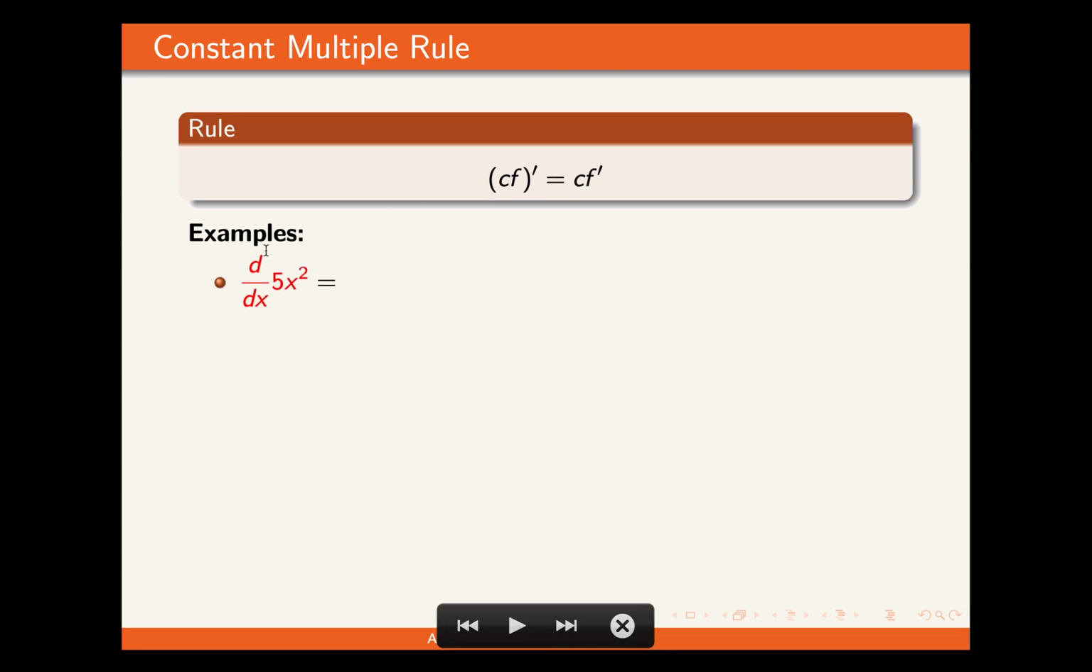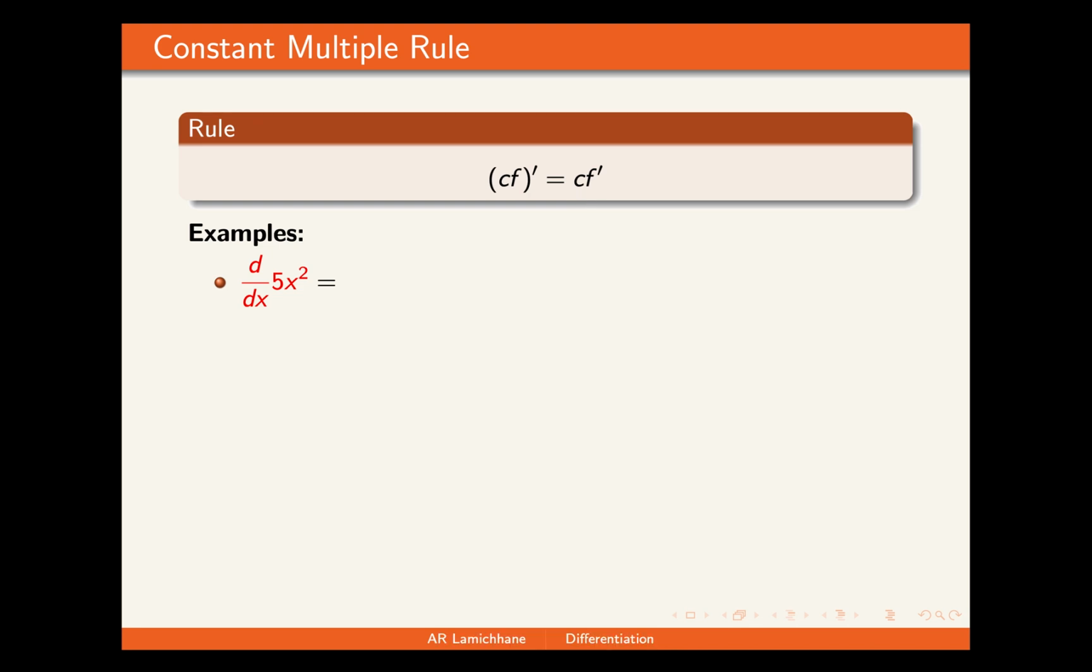So our goal here is to find the derivative of 5 times x square with respect to x. You can clearly see here that in this function 5 is a constant and x square is a function. So 5 times x square is actually a constant multiple function, right? If our goal is to find the derivative of that with respect to x, then we can clearly use this constant multiple rule.